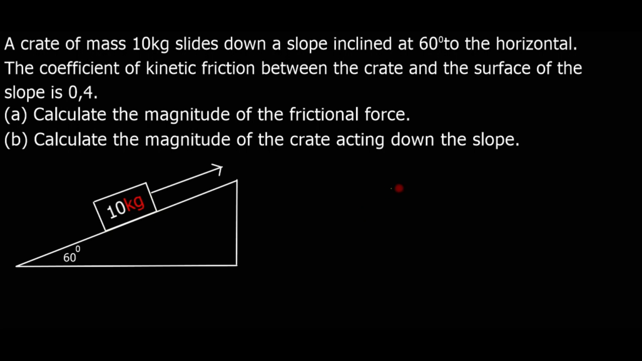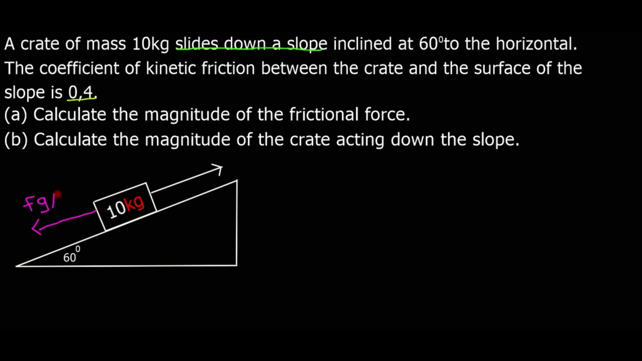This one: a crate of mass 10 kilograms slides down a slope inclined at 60 degrees to the horizontal. The coefficient of kinetic friction between the crate and the surface of the slope is 0.4. The reason it slides is that there is no force applied. This crate is pulled due to gravity.